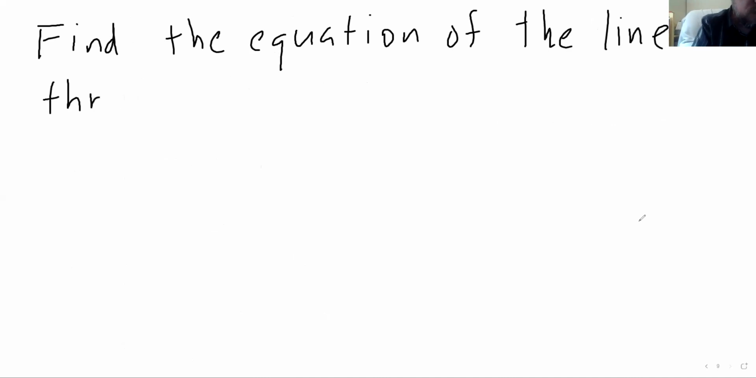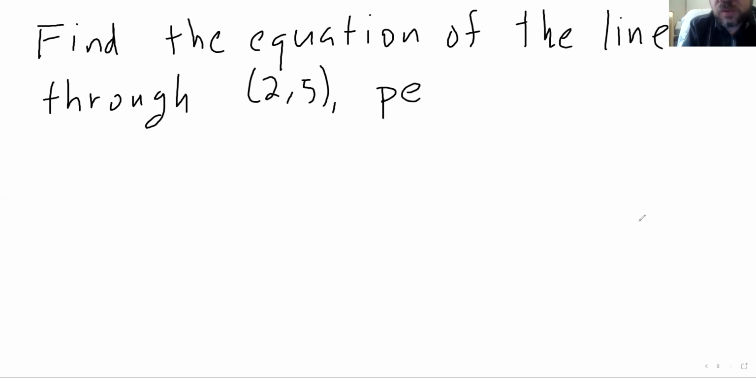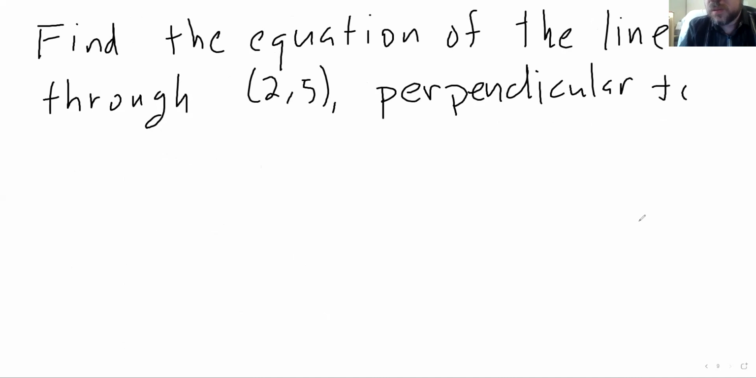Through 2, 5, perpendicular to y equals 7. So this, we don't have necessarily a good sense of what the slope is here, right? It's kind of as close to y equals mx plus b form as we're going to get, but it's not exactly that, right? So this is one we have to think about.